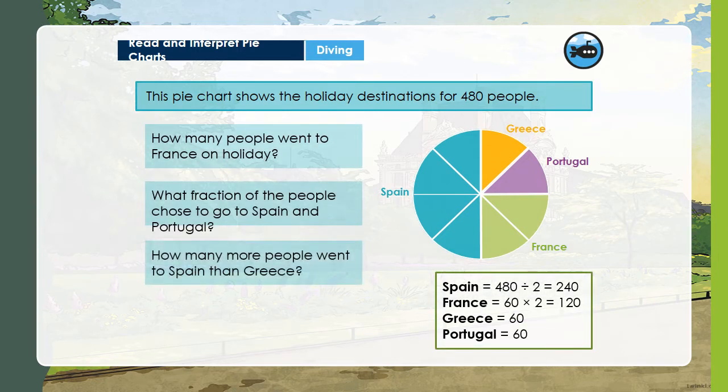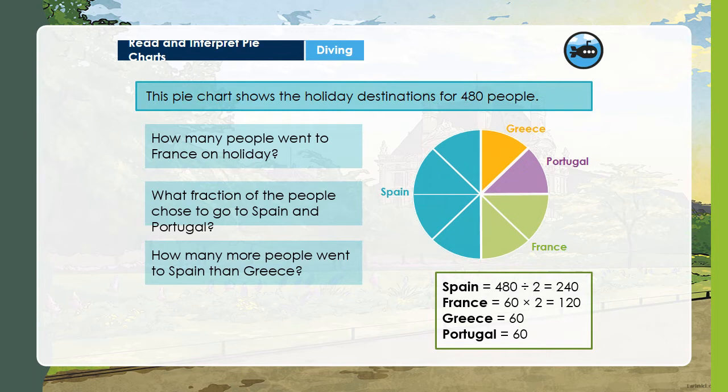480 divided by 8, because we split it into 8 equal parts. Well, we could do 48 divided by 8, which is 6, so 480 divided by 8 gives us 60. So now we know that each segment is worth 60.